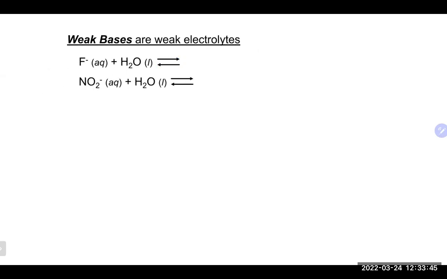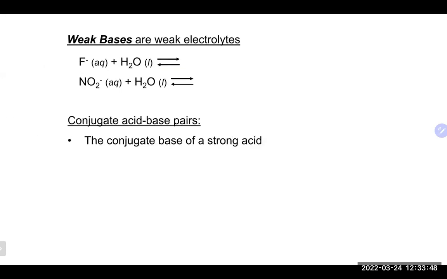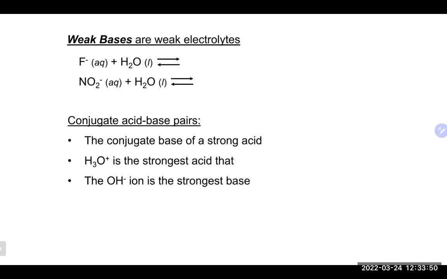There are also some weak bases that are weak electrolytes. So F minus, for example, is a weak base. It will accept an H plus like a base would, and it forms hydrofluoric acid plus hydroxide. So here it's able to produce hydroxide, so it is a base.